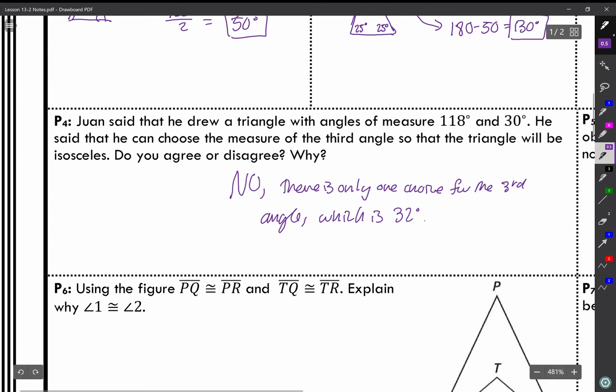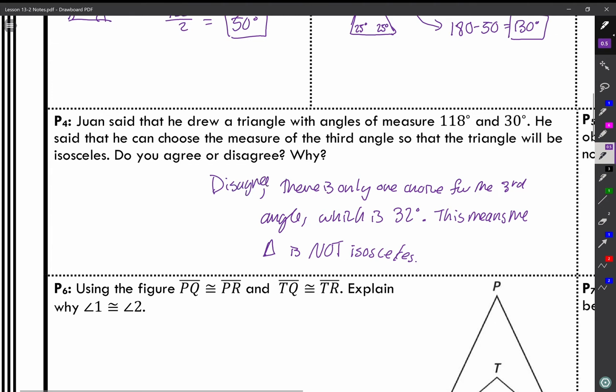Which is not 30 degrees, and this means the triangle is not isosceles. So I guess instead of saying no, I'll say I disagree. So he cannot just choose any old angle. There's only one possible angle that can make this triangle a triangle, because you know the angles of a triangle add up to 180. If he was to say that the third angle was 30 degrees, you'd add those 3 angles up, and you would not get 180 degrees. So I strongly disagree with this one.